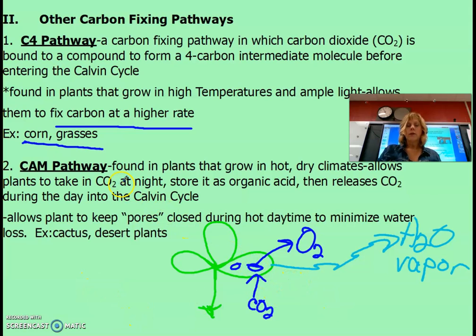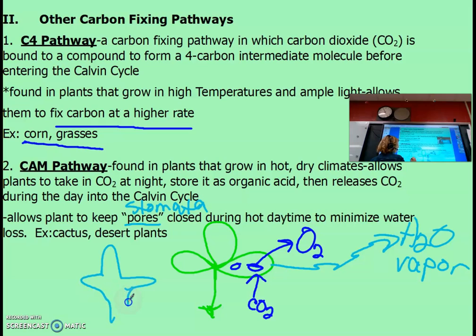So these desert plants with the CAM pathway allow plants to keep those pores, we're really talking about stomata, closed during the hot part of the day to minimize water loss. Other really cool features of cactus and desert plants: so this is my cactus. They have these spines. The spines are really adapted leaves. Did you know that? They're very, very tiny.